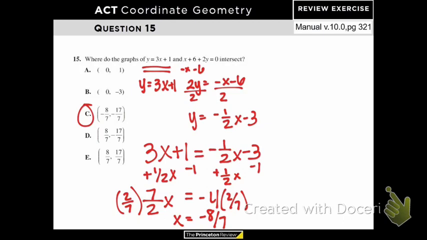If you came to some answers that had that same x value, and you had to decide between the two, that's when you would go back and plug in that x value into either of your equations to solve for y.